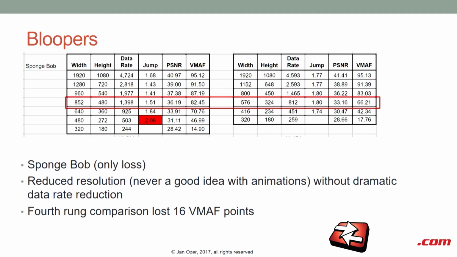What did they mess up? On this one clip, the one loss they had, they dropped a rung in the encoding ladder. And essentially what that did is it forced a comparison between a 576 by 324 clip with a VMAF score of 66.21 against the 480p clip with a VMAF of 82.45. So this is a hard to encode clip, and they reduced the number of rungs, which is counterintuitive, and it cost them in the loss column.